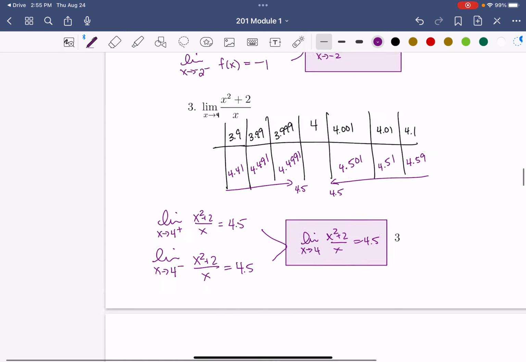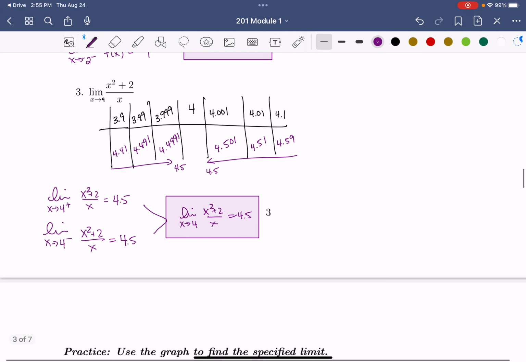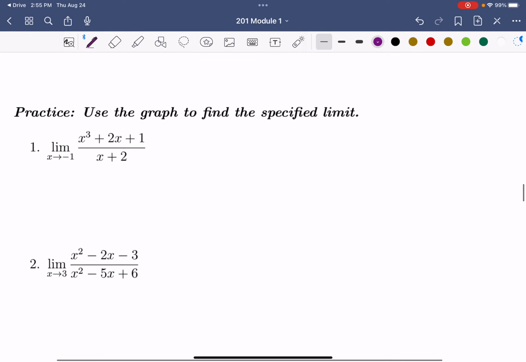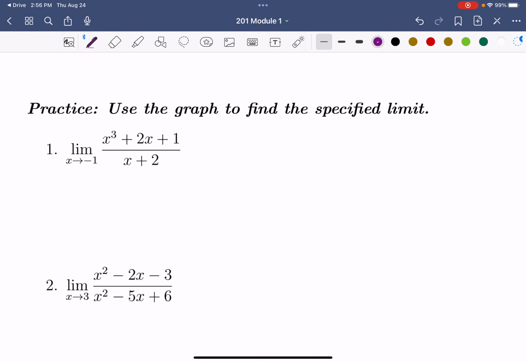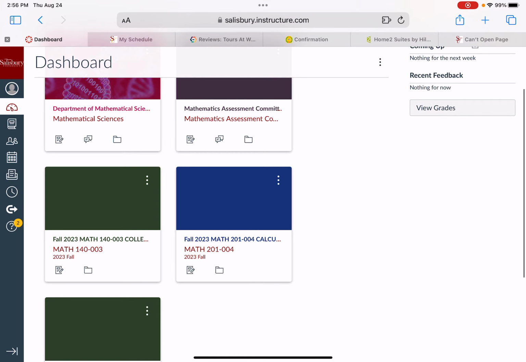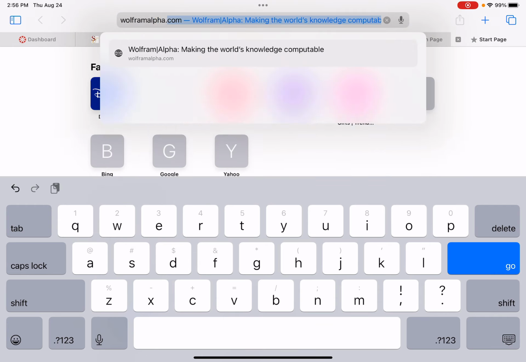Okay, so we want to be able to use a little chart to calculate. Now the other thing that we want to be able to do is look at a graph and identify what the limit is. So the next couple, we're going to use a graph to find the specified limit. All right, so how are we going to do this? Grab your graphing calculator. I'm going to go to Wolfram Alpha. If you don't have a graphing calculator, what you want to do is go to wolframalpha.com.